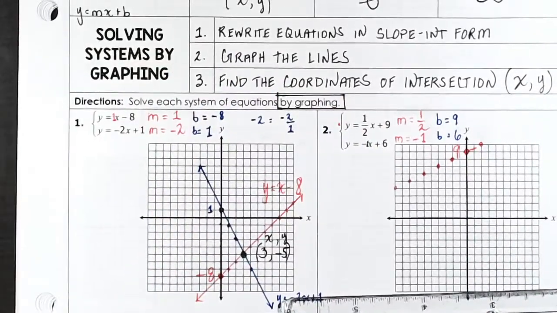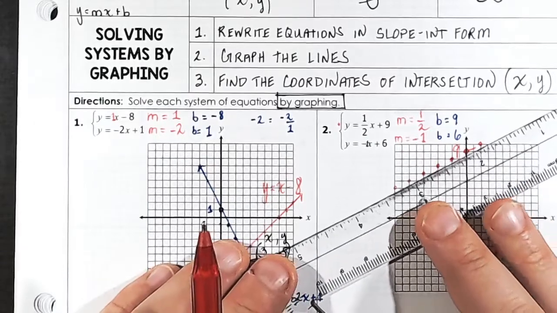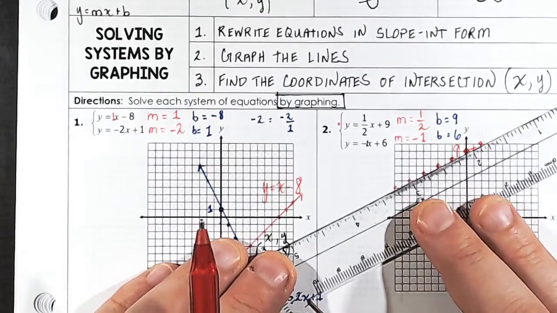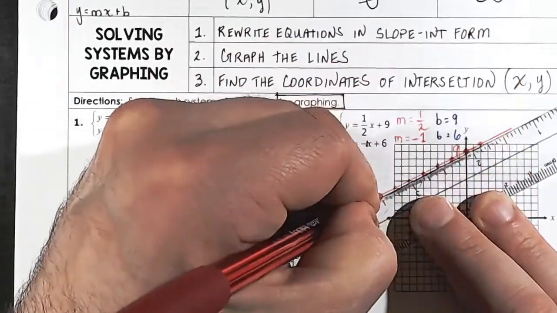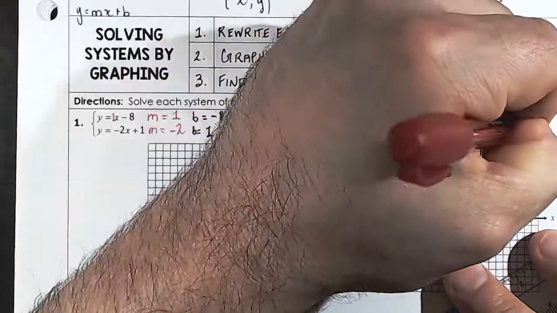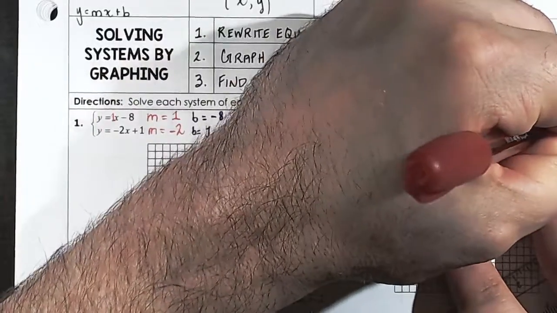So what you're trying to do is make sure that when you finally put the straight edge to this line, you're passing through all those dots. Otherwise, you will be inaccurate. Okay, so there is a line passing through all those dots, and this is the equation y equals 1/2 x plus 9.